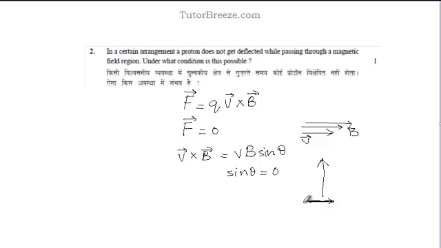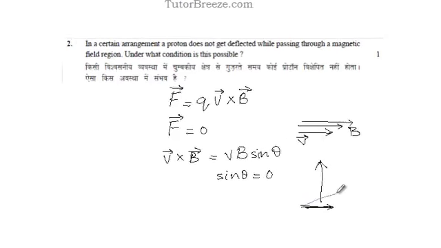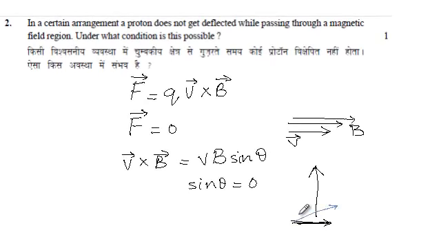Now let's say the charged particle enters the magnetic field at an angle. So say this is the velocity vector. In this case we will resolve this velocity into two components. One is in this direction, which is perpendicular to the magnetic field, and another in this direction, which is parallel to the magnetic field. Now due to this component of velocity which is perpendicular to the magnetic field, the charged particle will execute a circular path.